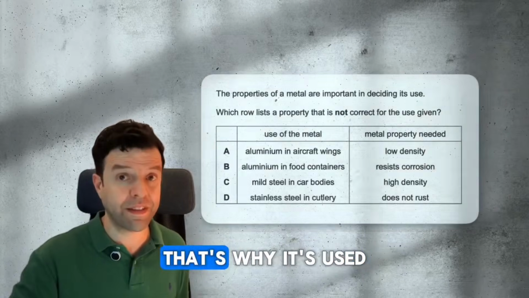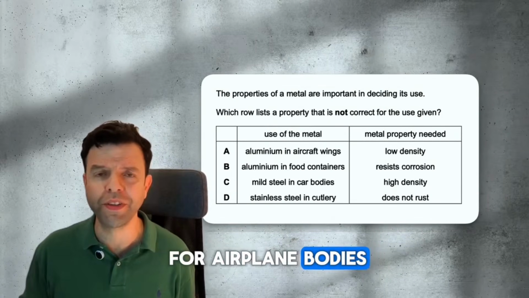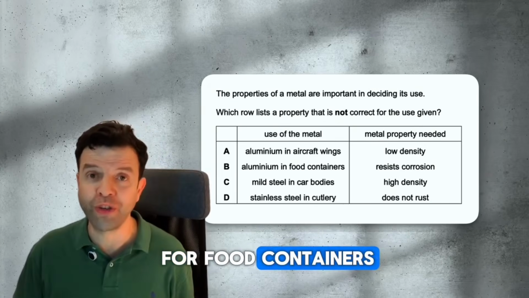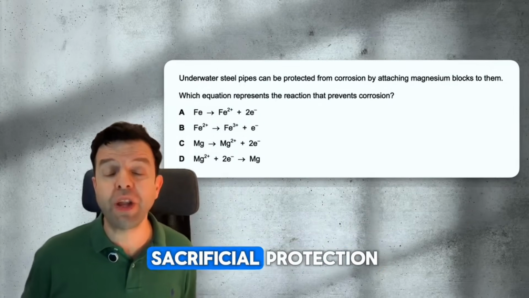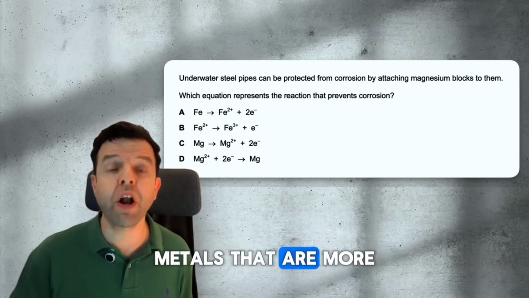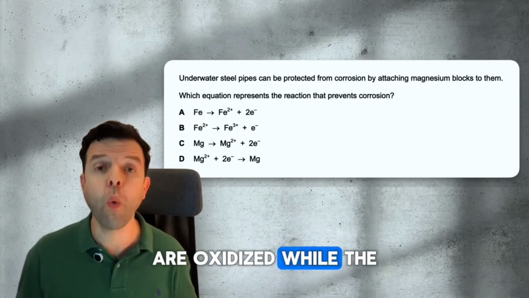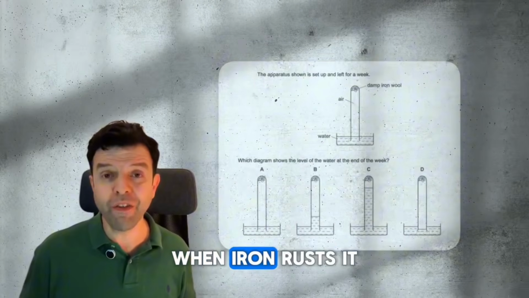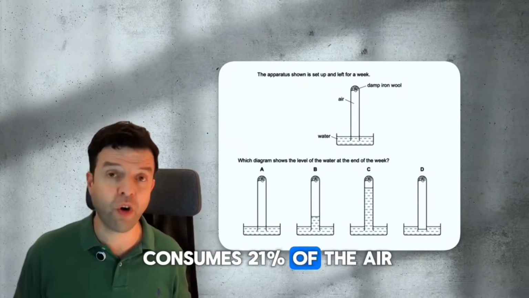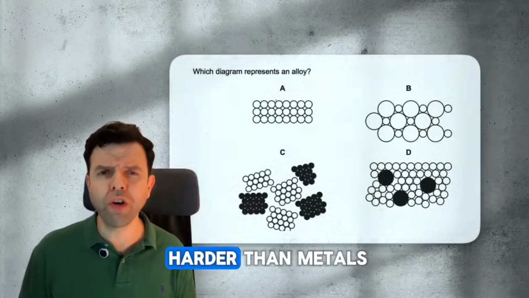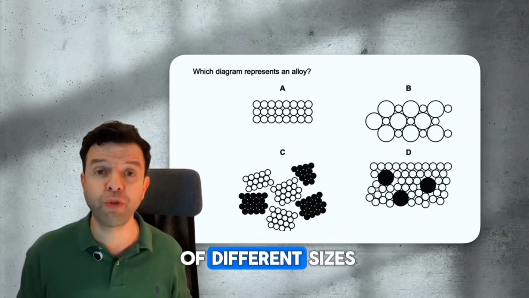Aluminium has low density, that's why it's used for airplane bodies. It's also covered with a layer of its oxide, that's why it's used for food containers. During galvanization and sacrificial protection, metals that are more reactive than iron, such as magnesium or zinc, are oxidized, while the iron remains intact. When iron rusts, it consumes 21% of the air. That is the percentage of oxygen. Alloys like steel are harder than metals because they have atoms of different sizes.